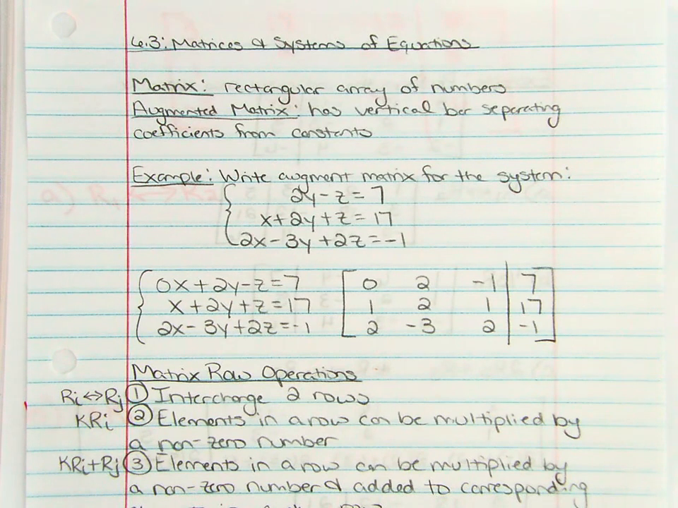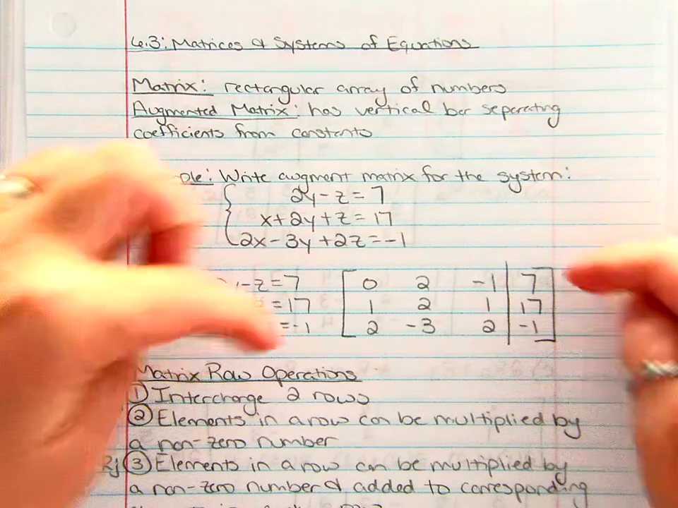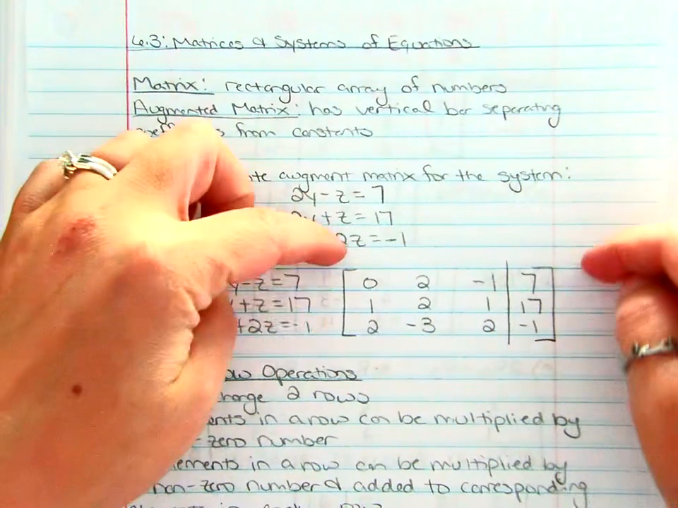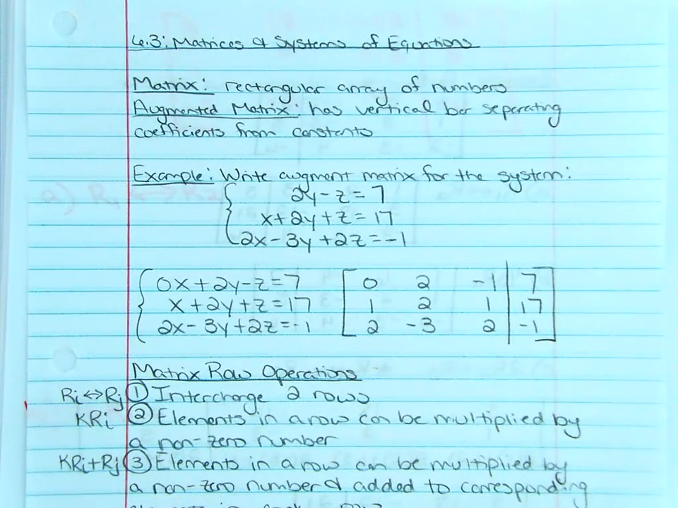And a matrix is a rectangular array of numbers. Matrices are always indicated with these big squared off brackets, and then you list your numbers inside, or you list your elements inside. An augmented matrix has a vertical bar which separates coefficients from constants. This is where we're going to use matrices to write systems of equations, in essence.